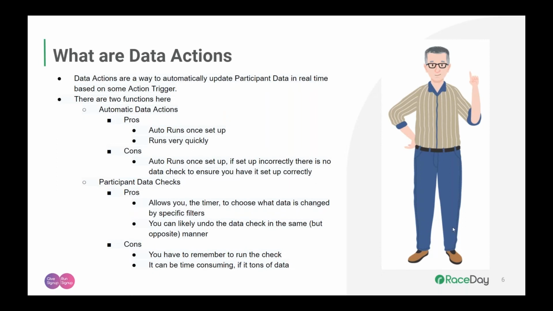The cons to this one are you have to remember to run the data check, so it's not going to happen automatically. And if it's a lot of data, it can be time consuming. So there's a time and a place for both of these. Once you get confident in your automatic data actions, using that is a helpful tool, but the participant data checks, in my opinion, are a lot better tool to use.